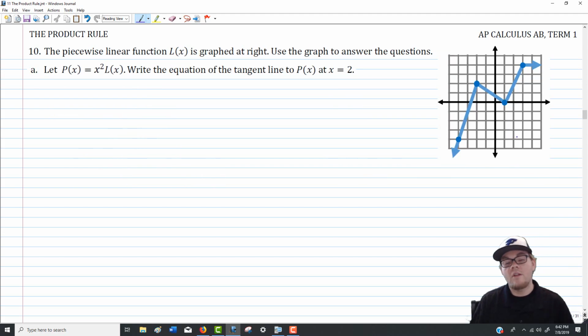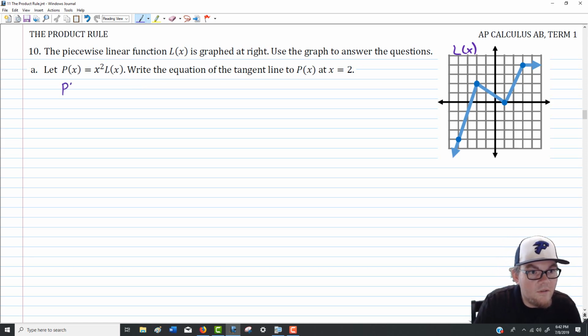Okay, next, that brings us to the massive question at the end, 10. 10 gives you a piecewise linear function, and then it asks you to use that graph to answer the questions. Normally I would write out a piecewise function for that L of x over there, and this is, of course, L of x. I'm going to choose not to just for the sake of time. Hopefully I won't have to find every single piece. I probably will, but we'll find out. So it says let p of x equal x squared L of x. Write the equation of the tangent line to p of x at x equals 2.